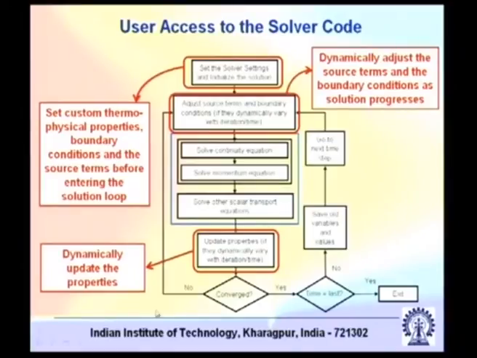So let us quickly see where you require user access to the solver code. First, set the custom thermophysical properties, boundary conditions and source terms before entering the solution loop. This you usually set as an initialization if you do not want this to dynamically change, or even if you want this to be dynamically changed, you at least initialize those. That is one of the places. Then you may require to dynamically adjust the source term and the boundary conditions as the solution progresses, and you may require to dynamically update the properties.